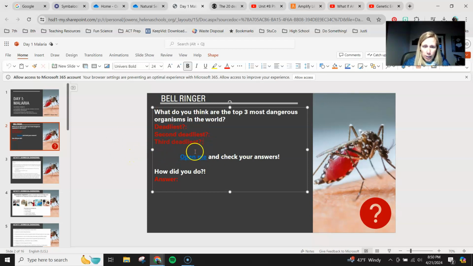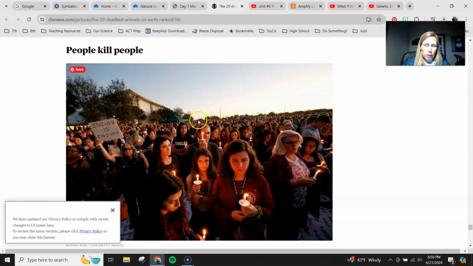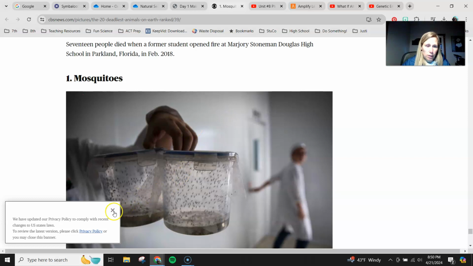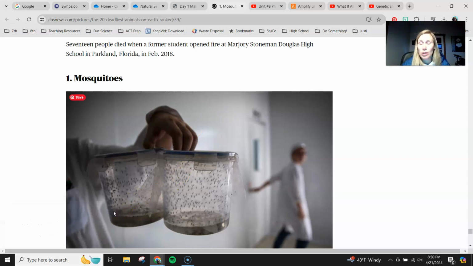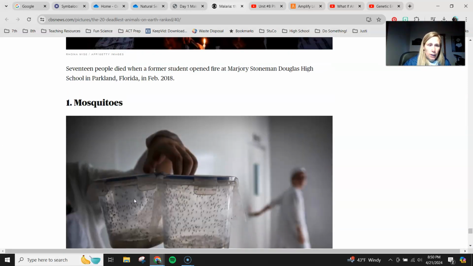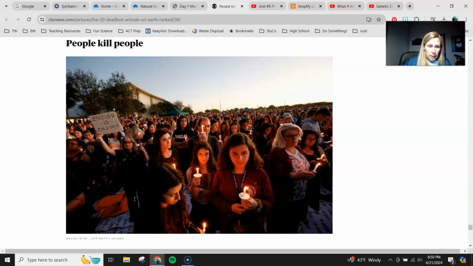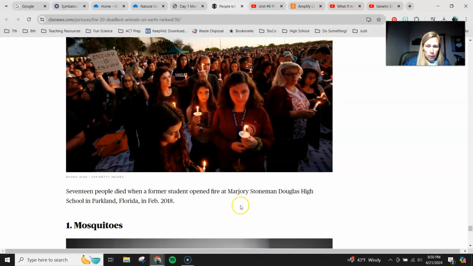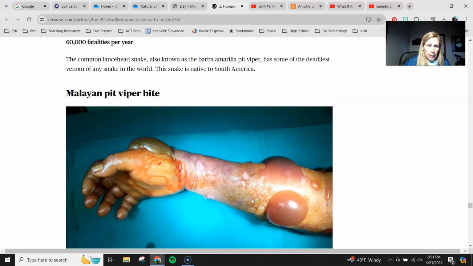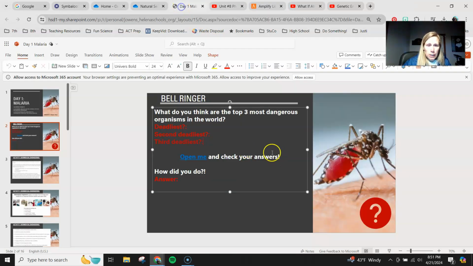And then the next thing you are going to do is open this link right here. It's going to look a little bit something like this. So if you scroll down, you will see that mosquitoes are in fact the deadliest animal or organism in the world because they cause the most deaths. And then you can see second place, if I scroll up, is people. Okay, people either killing people or dying in accidents. And then finally your last is pit vipers, so snakes. Okay, so that's the first thing you should have done. Okay, all right, moving on.